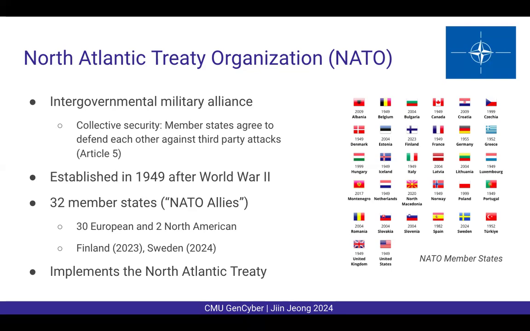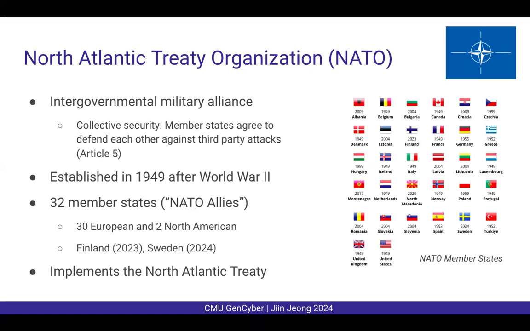It was established in 1949, and currently there are 32 member states, also called NATO allies, which consist of 30 European and 2 North American countries. As you can imagine, the 2 North American countries are the United States and Canada.